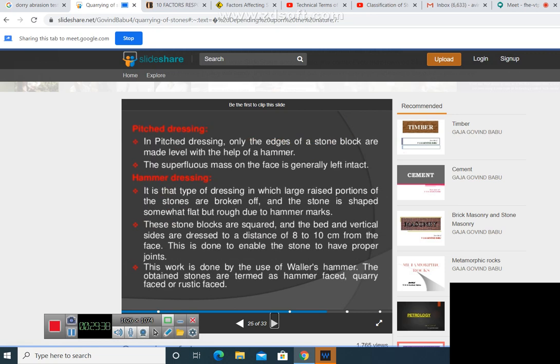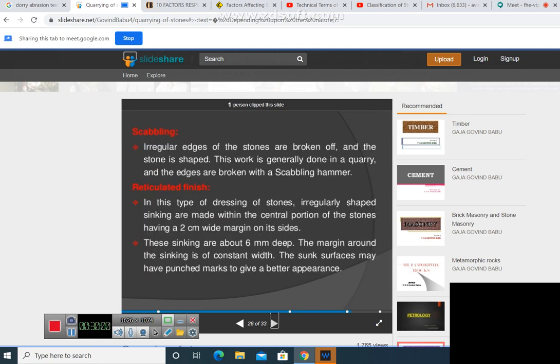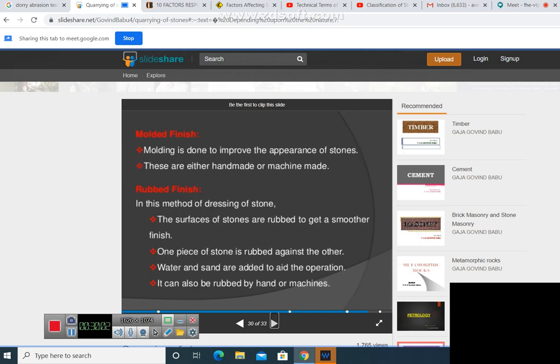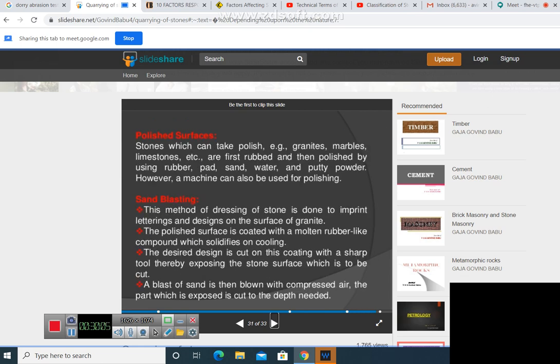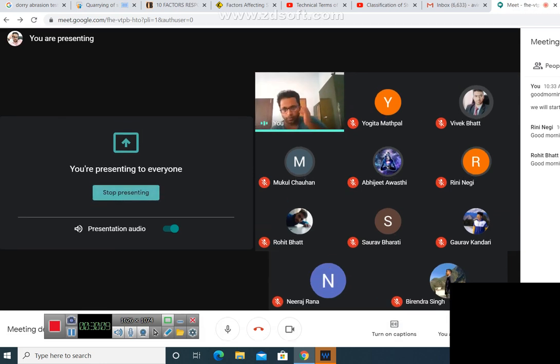These are the different dressings. Pitched dressing, only the edges of the stone block are made level with the help of a hammer. And hammer dressing is that type of dressing in which large raised portions of stone are broken off and the stone is shaped. These are the different methods of dressing. Rough tooling, punched dressing, all those details are not needed. So, you just understand what is meant by dressing operation and what are the objectives of dressing operation.